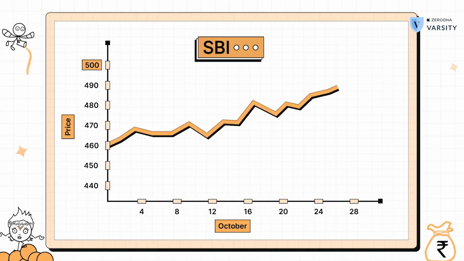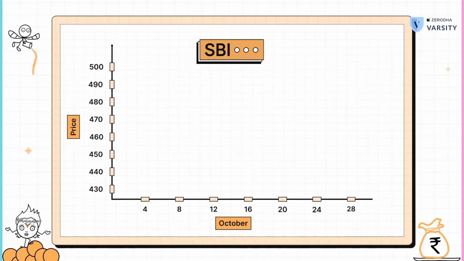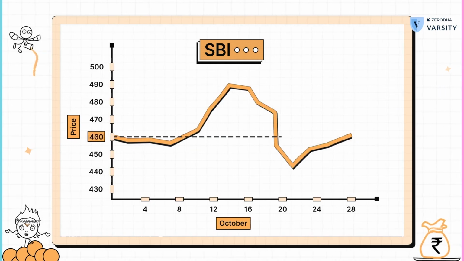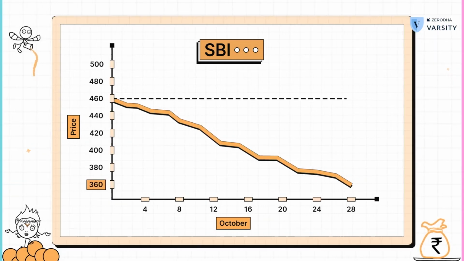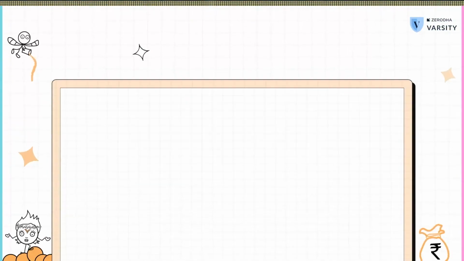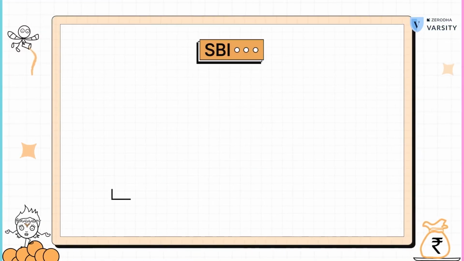Now that I've bought the 460 call option of SBI Bank, what do you think is likely to happen by expiry? Well, there are only three possible outcomes here. 1. The stock price of SBI rallies. 2. The stock price of SBI remains flat at 460. 3. The stock price of SBI declines. Let's try and understand what happens in each of these cases.